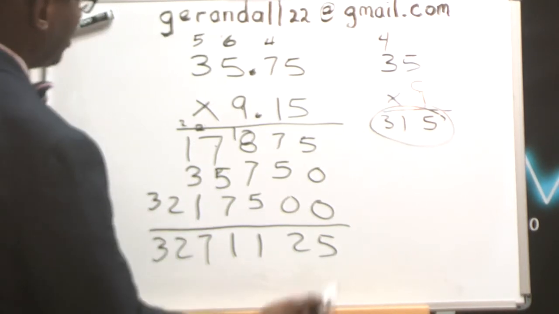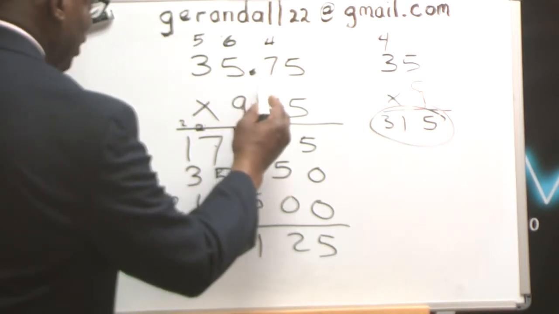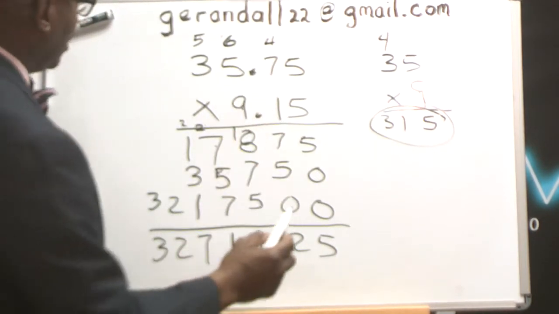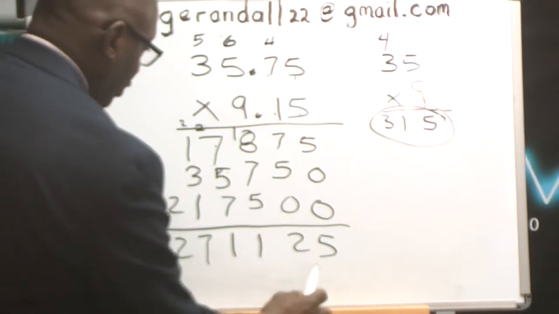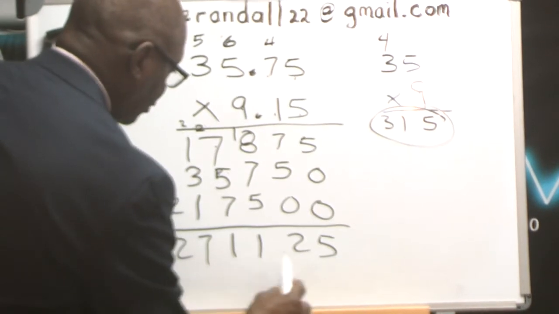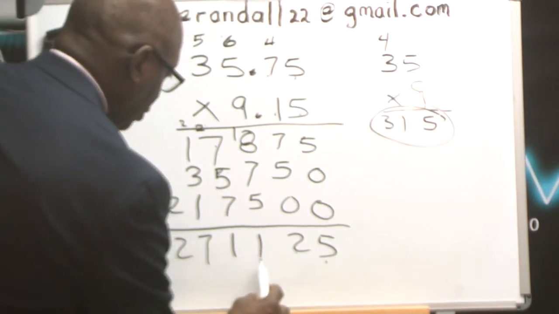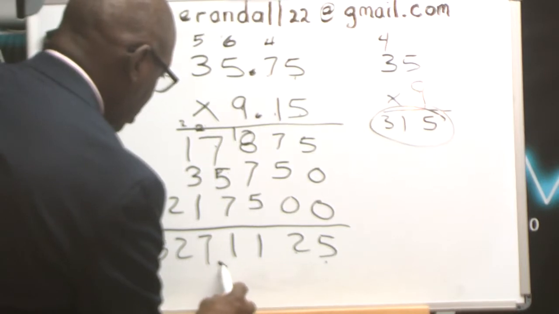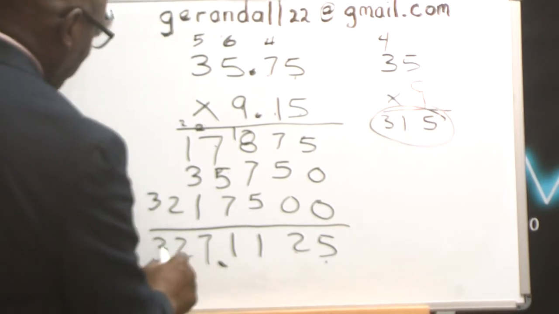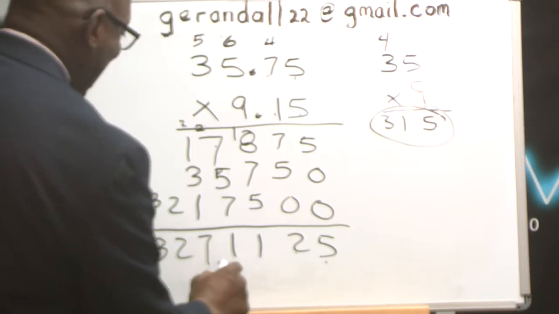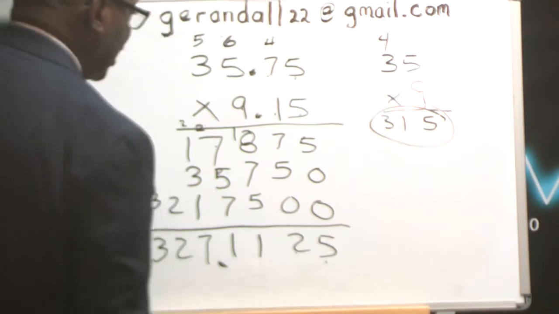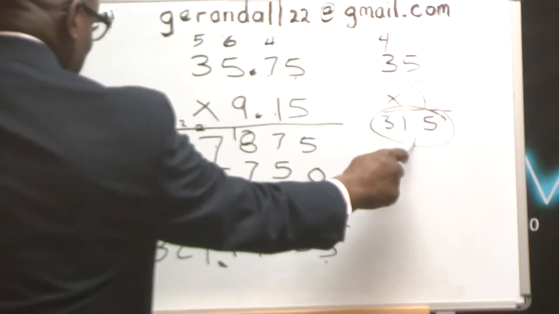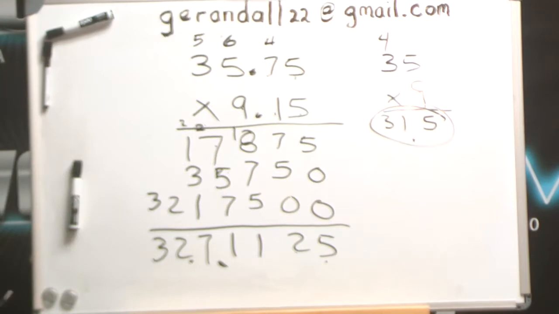Oops, 27. Then we have to count our decimal places. That's the rule. 1, 2, 3, 4. We start from right to left. 1, 2, 3, 4. That reads 327 and 1,125 10,000ths. That's our actual answer. Pretty close.